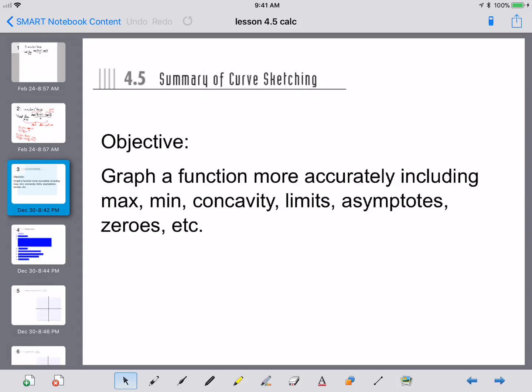So we are now going to put all of the pieces together. We are going to graph a function more accurately. We are going to include maxes, mins, concavity, limits, asymptotes, zeros, intercepts, everything that we know about graphing a function is going to come into play for section 4.5.